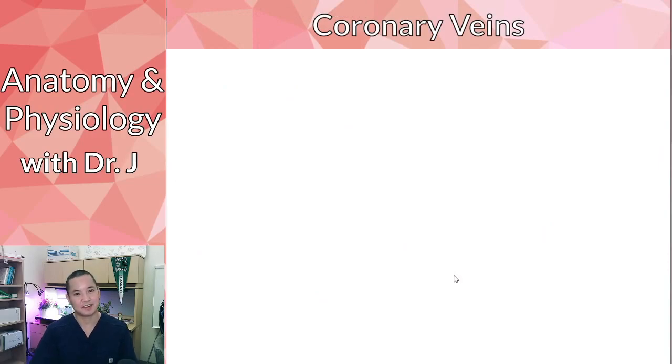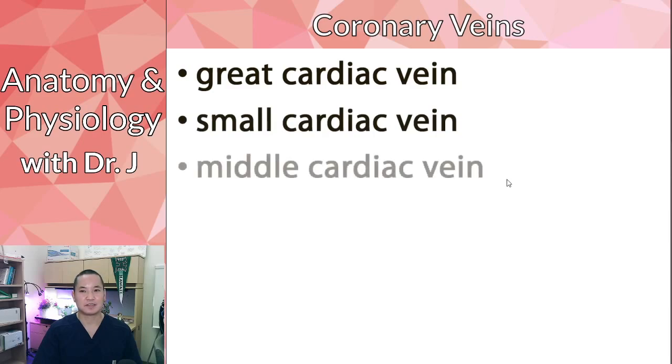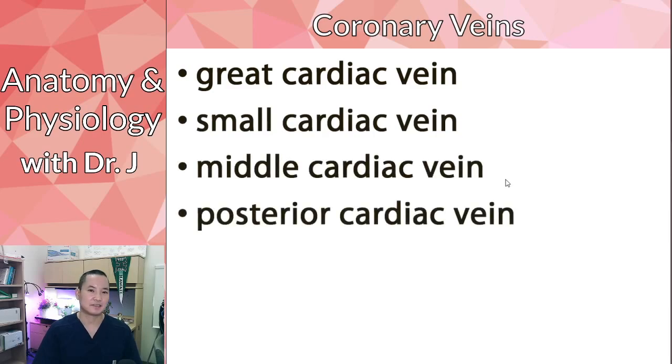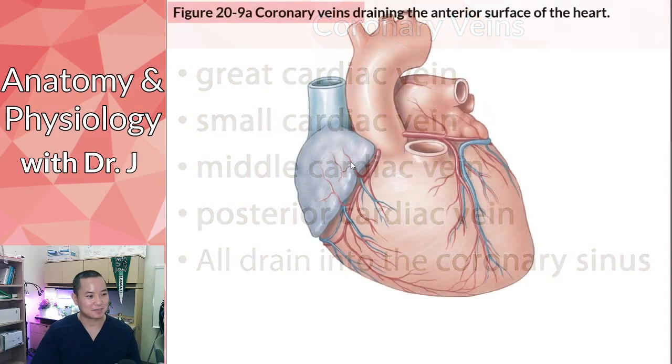Now, if you have arteries, you need veins. You need something to drain the cardiac tissue and collect all the deoxygenated, nutrient-poor blood and all the waste. So you have four major veins I want you to know: the great, small, middle, and posterior cardiac veins. And they all drain into this big vessel called the coronary sinus, which eventually drains into, well, let's see, do we have time? Okay, well, I'll get there when we get there.